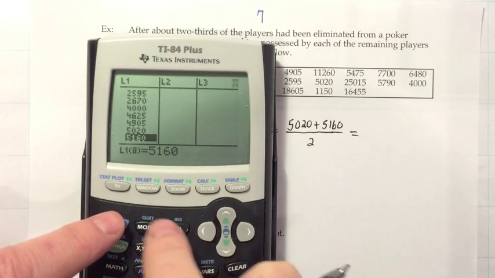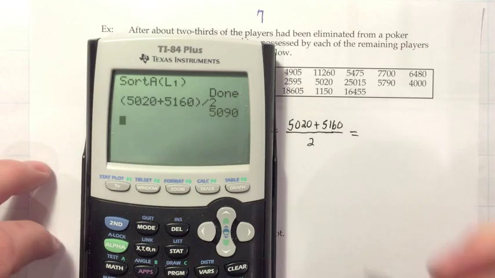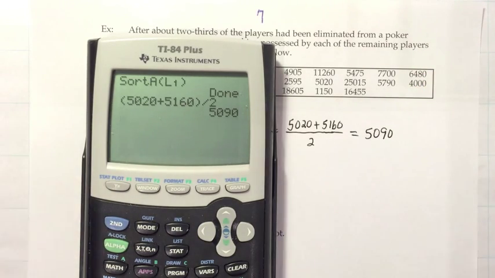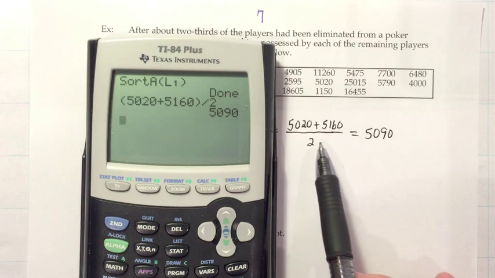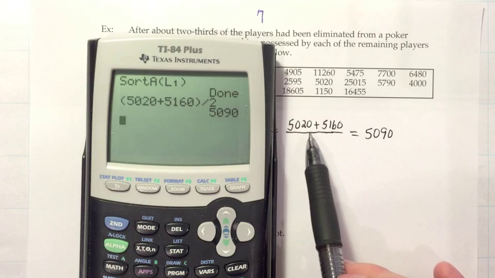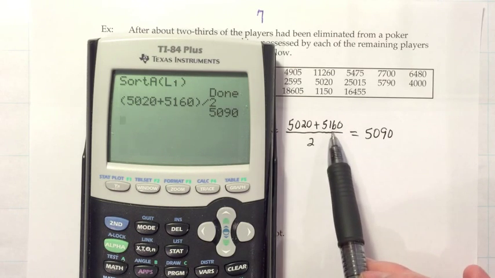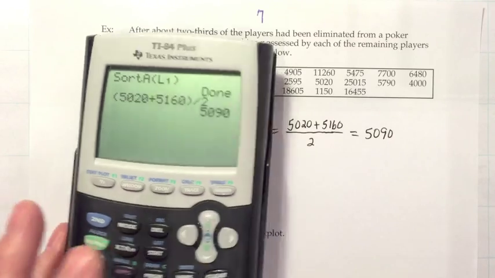So I'll go ahead and exit out of here for the moment. 5020 plus 5160 divided by 2 looks like 5090 would be our first quartile, and I would just check that real quick in my head to see that that makes sense. It should be something in between these two values, so it should definitely be 5,000 something, and halfway between 20 and 160, 90 seems like a reasonable middle there.